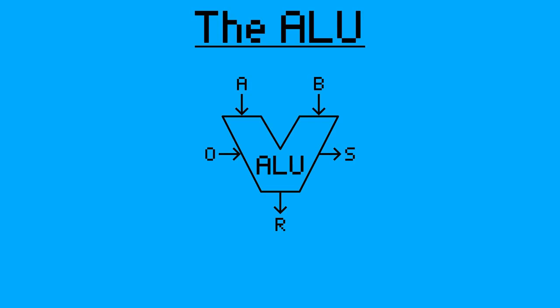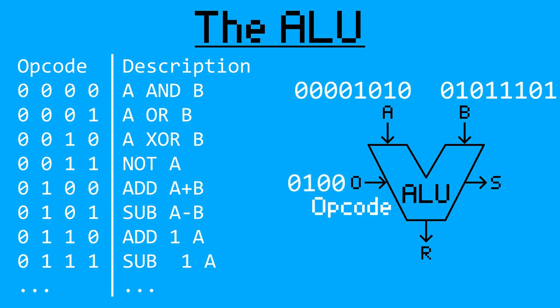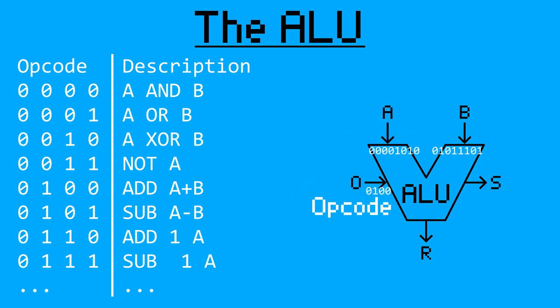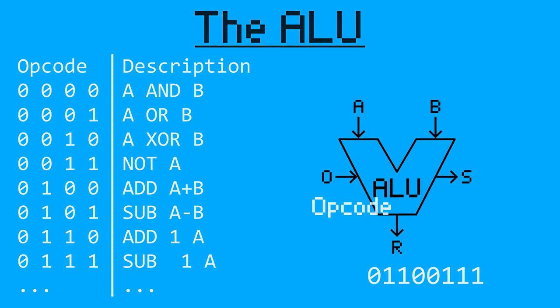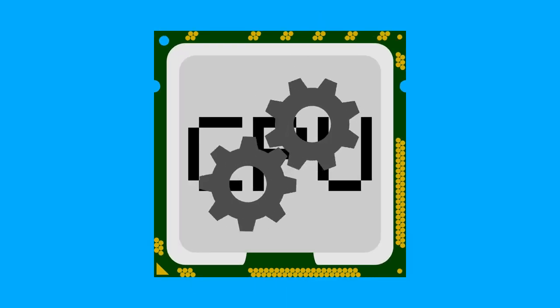So if we want to give our ALU instructions, we need an opcode. Our opcodes could look like this. So if we give our ALU the opcode 0100 and these two numbers, 00010110 and 01011101, we get 01100111 as a result. Great, but we can't do multiplication and division or more than one instruction without having to give new inputs. It's time to move once again to a higher level of abstraction and build a fully working central processing unit.